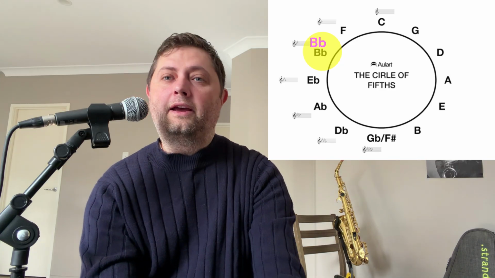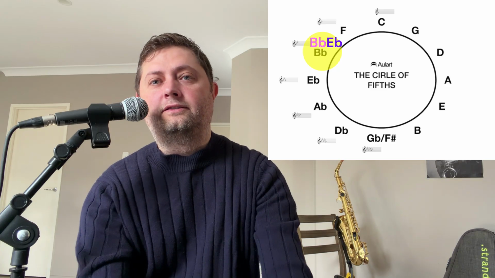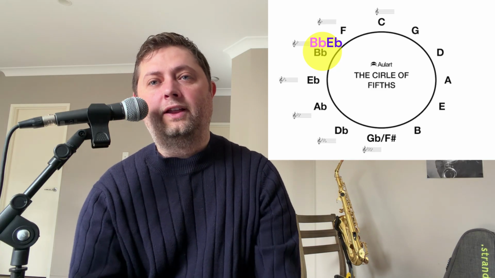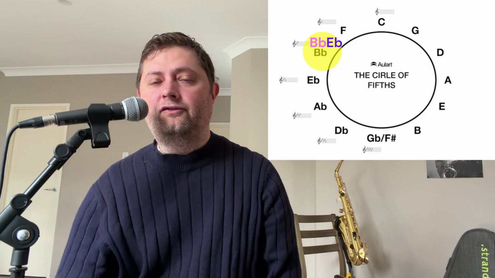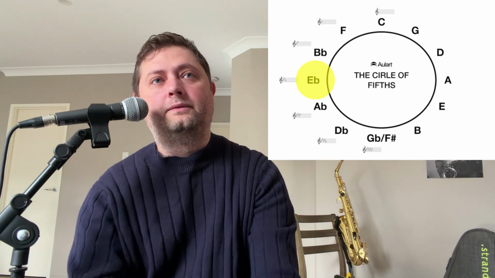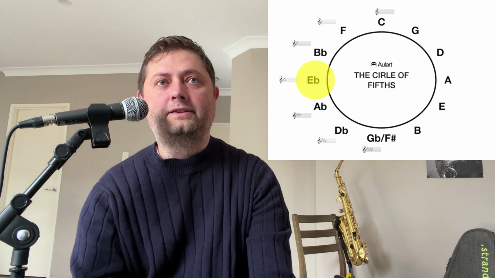And then the next one is E flat. That's the fourth to B flat. So B flat has two flats, that's B flat and E flat. Let's go to E flat. That has three flats.